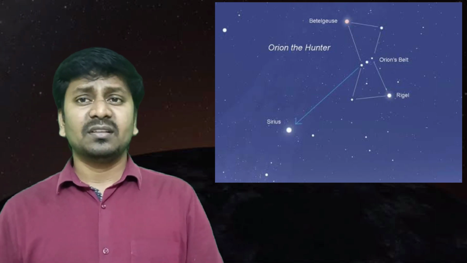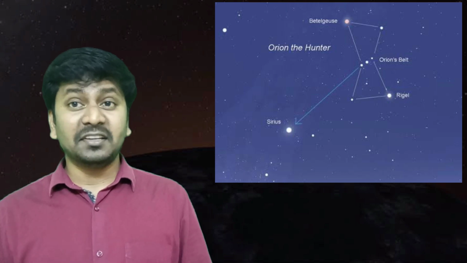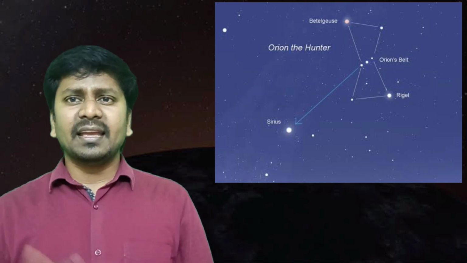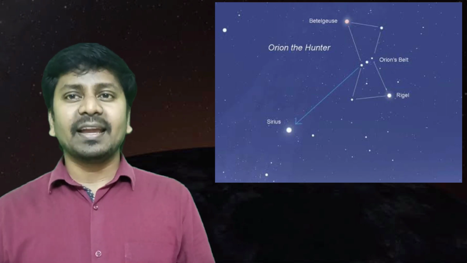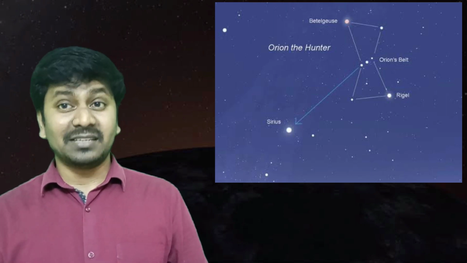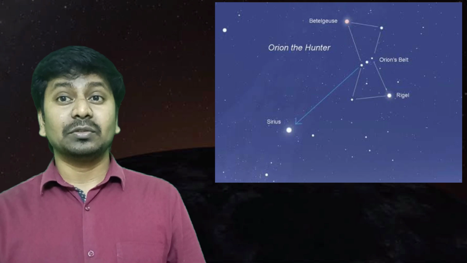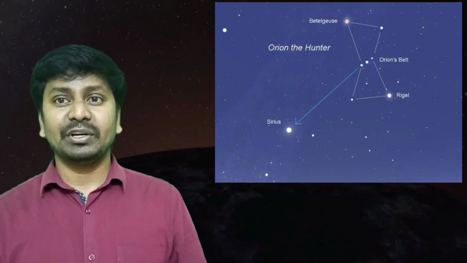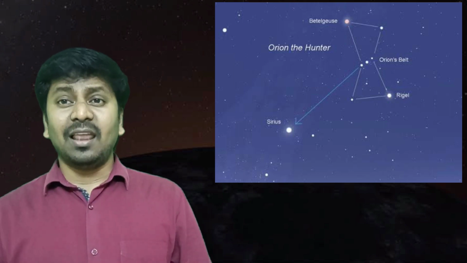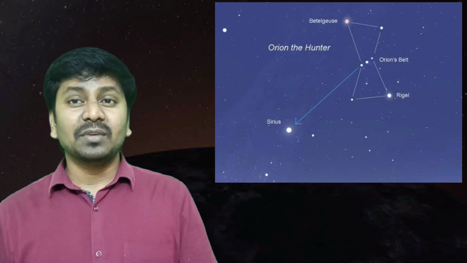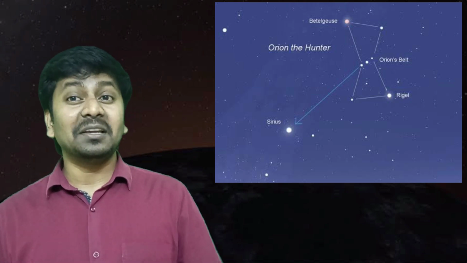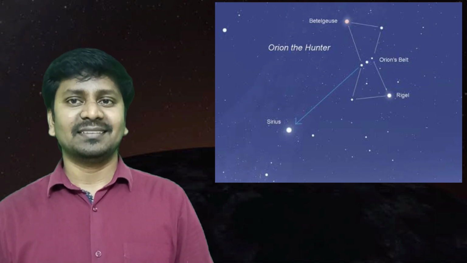The star Sirius, which is the brightest star in the sky, is located close to Orion. To locate Sirius, imagine a straight line passing through the 3 middle stars of Orion. Look along this line towards the east. This line will lead you to a very bright star. It is Sirius.